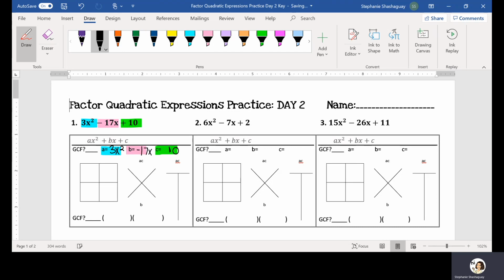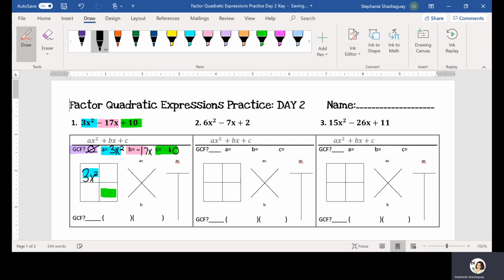I also need to look and see if there's a greatest common factor, a GCF. For this particular expression, there is not a GCF. So, nope, not one there. There's nothing I can divide 3, 17, and 10 by and end up with a whole number. My next step is going to be to fill in my area model or the box method, either one.